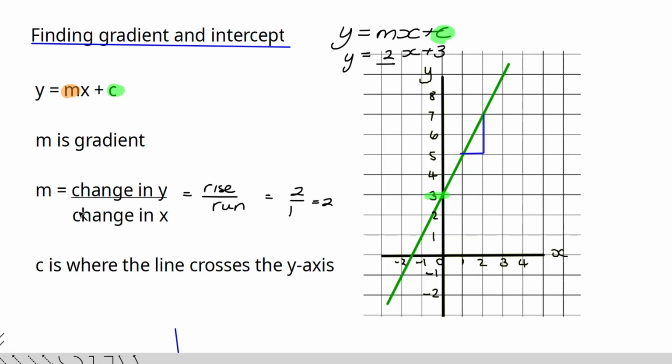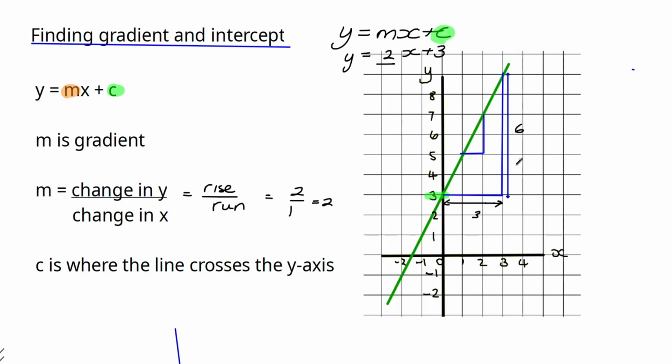Now you can work this out in a number of ways. Let's say we picked this point to this point here. Now this time the run is 3, and the rise is 6, because it's gone from 3 to 9. But rise divided by run again, 6 divided by 3, would still be 2. It would still give you that value of 2. So there's a number of ways of doing that. But the equation of this line would be y equals 2x plus 3.